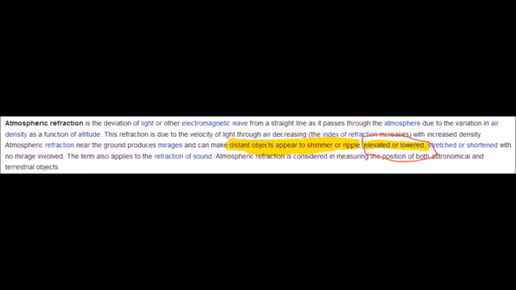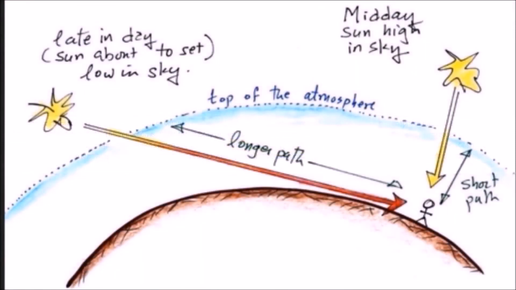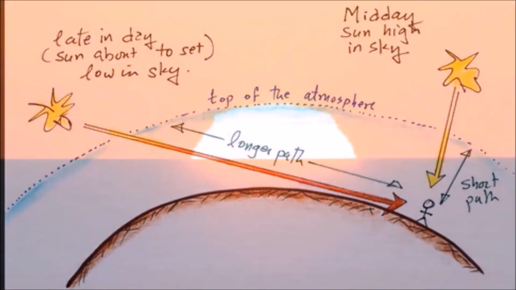Media actually defines atmospheric refraction as the deviation of light or other electromagnetic waves from a straight line as it passes through the atmosphere due to the variation in air density as a function of altitude. So, saying as the air gets closer to the ground, it's more dense. So atmospheric refraction near the ground produces mirages and can make distant objects appear to shimmer or ripple and appear elevated or lowered, stretched or shortened with no mirage involved.